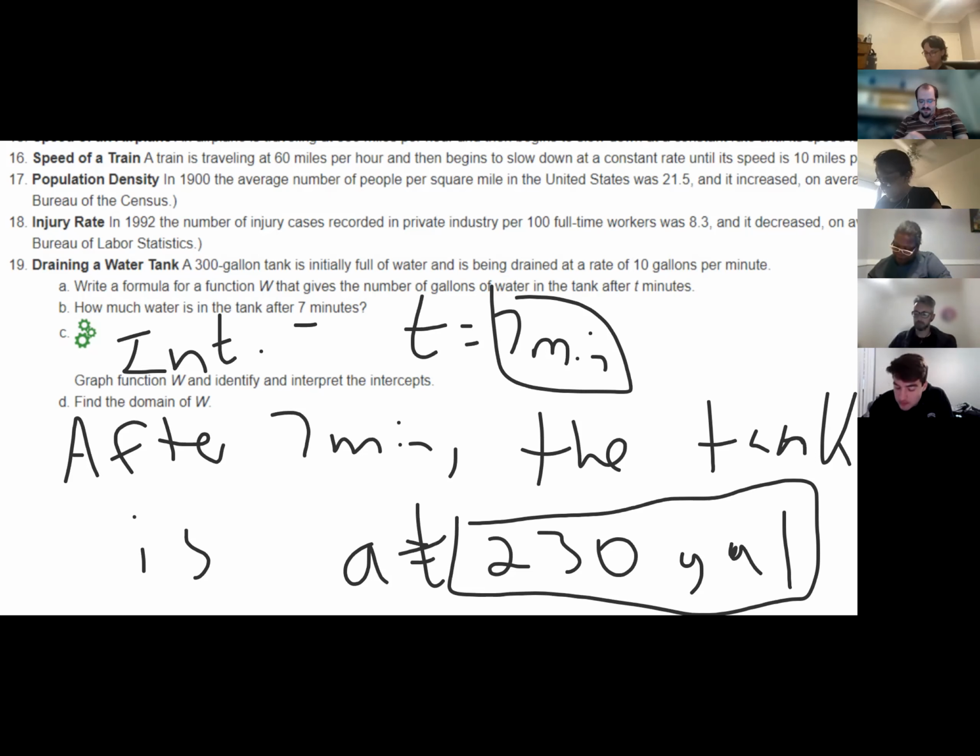I can put in a time and I will get a specific amount of gallons out of that. That's what that function is telling me. Graph W and identify and interpret the intercepts. How long, oh, let me ask this question. How long would it take for this thing to be completely empty?